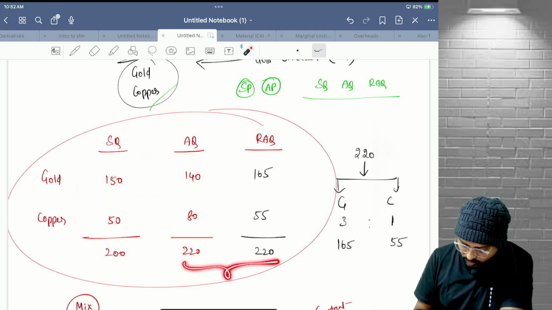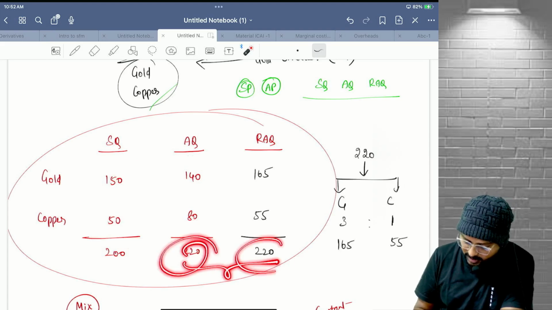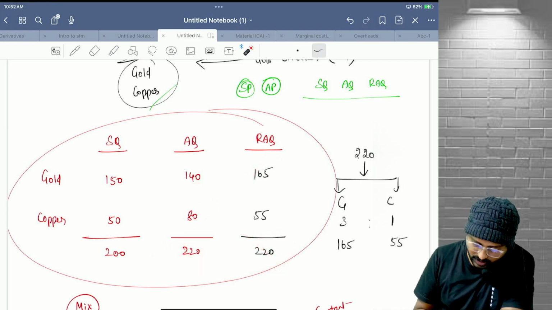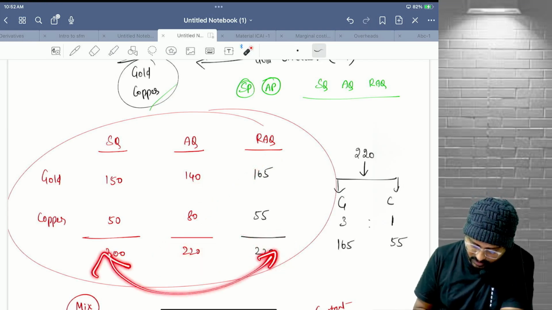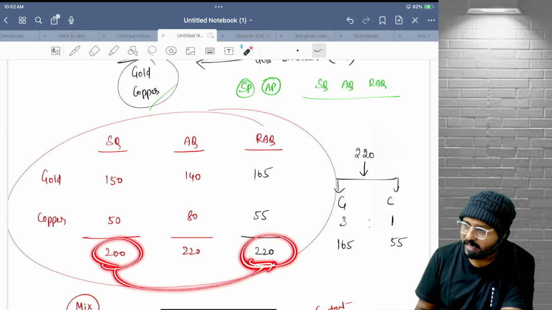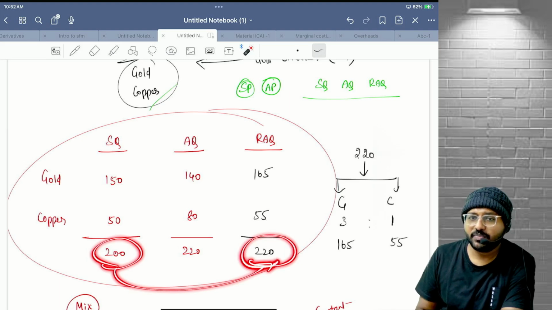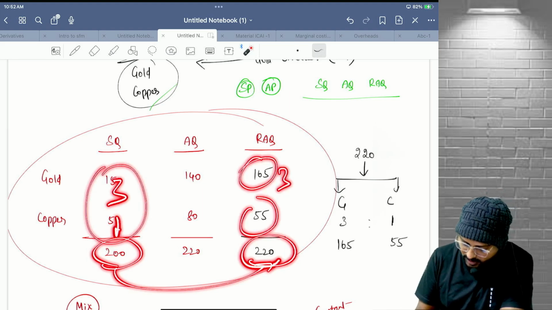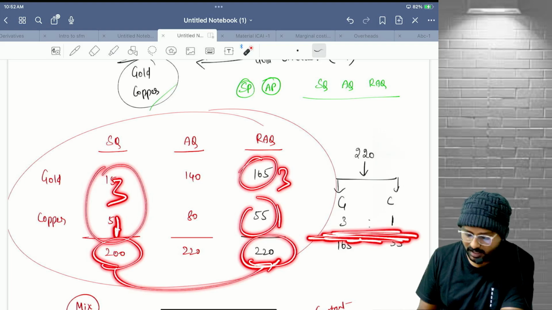Then I compare these two. Is yield changing here? No. Then this is also not my answer because yield must change. Then the only things left over are these two. Is yield changing here? Yes. 200 and 220. Yield is changing. Then what is the other condition? Mix must remain constant. This is in the ratio of 3 is to 1. This is in the ratio of 3 is to 1. Here we have calculated. Correct? Therefore, this is my answer.